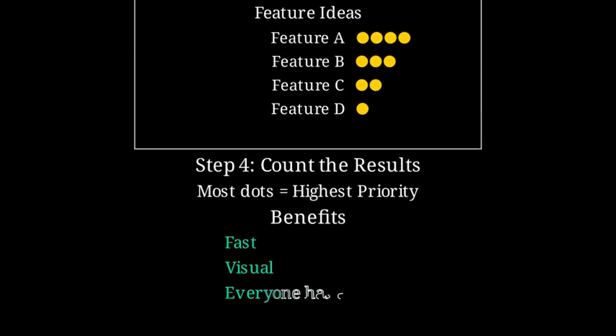Why use dot voting? It is fast, it is visual, and it ensures everyone has a voice. It prevents the loudest person from dominating the decision.